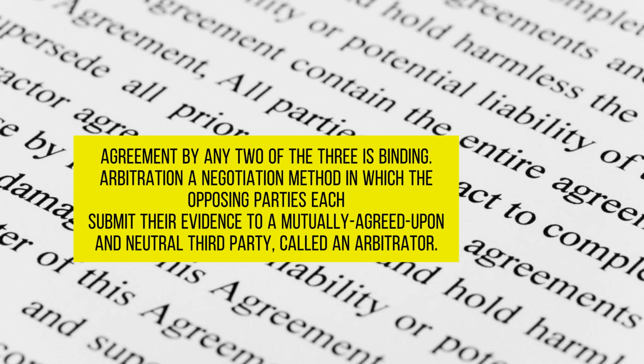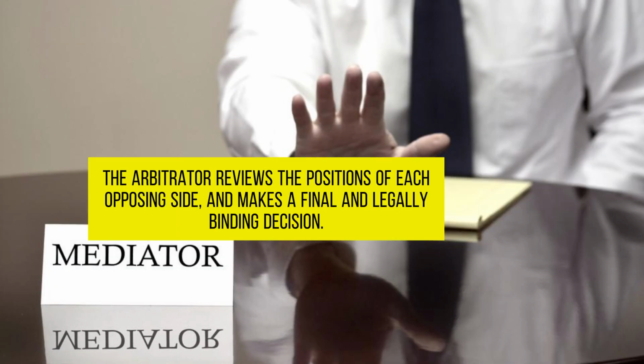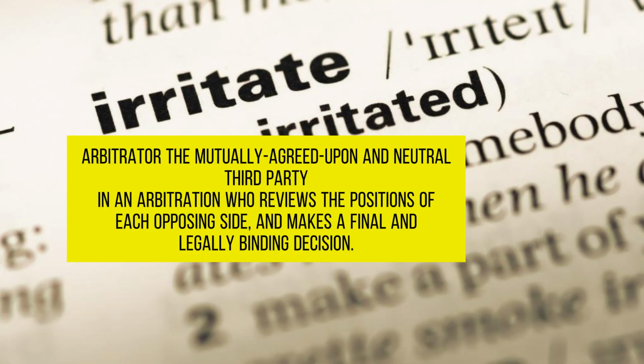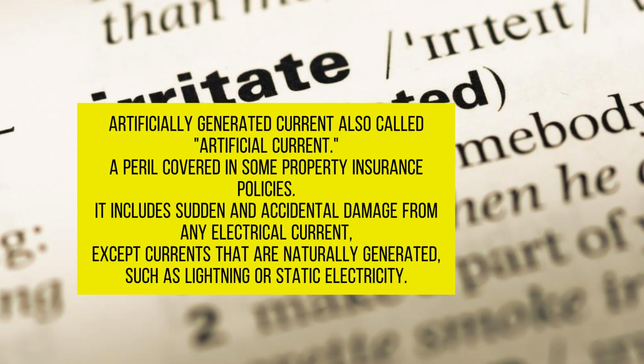Arbitration: a negotiation method in which the opposing parties each submit their evidence to a mutually agreed upon and neutral third party called an arbitrator. The arbitrator reviews the positions of each opposing side and makes a final and legally binding decision. Arbitrator: mutually agreed upon and neutral third party in an arbitration who reviews the positions of each opposing side and makes a final and legally binding decision.